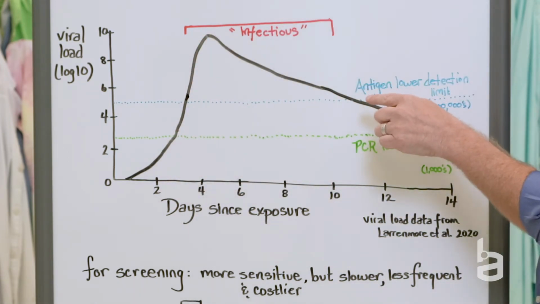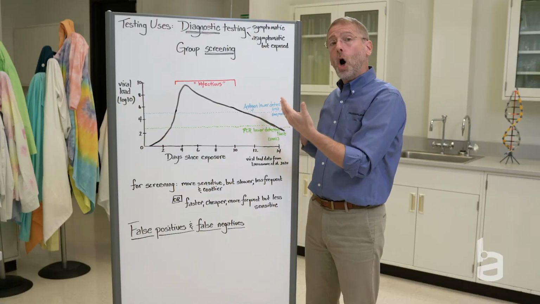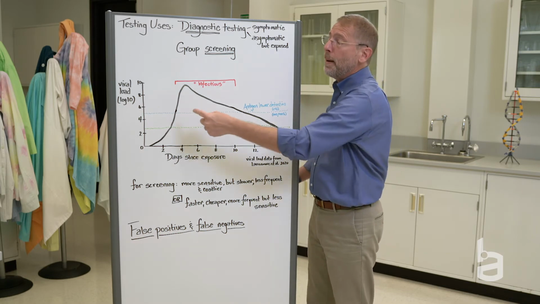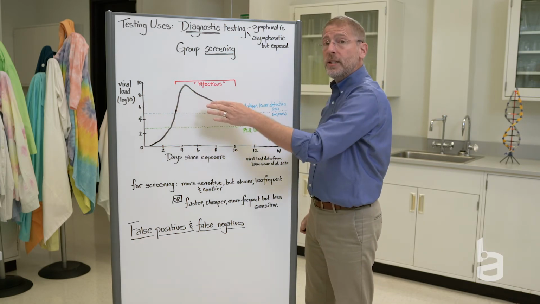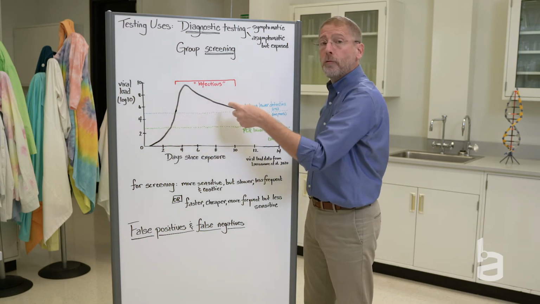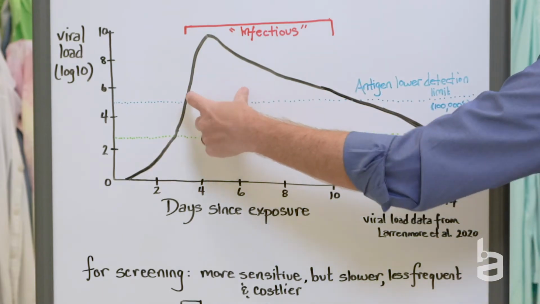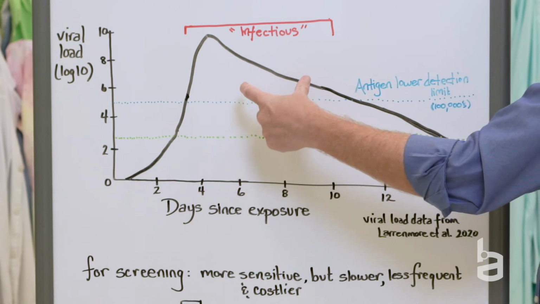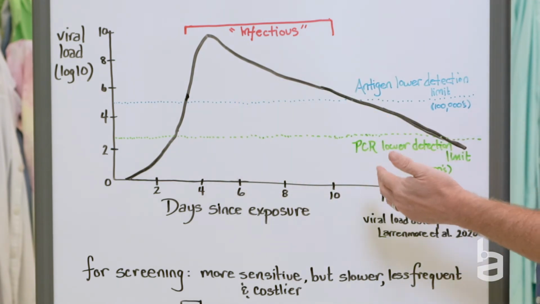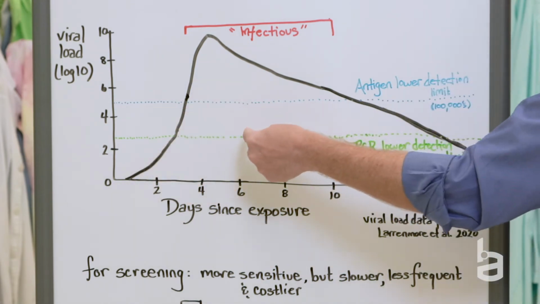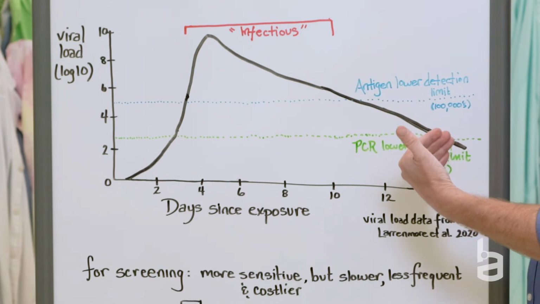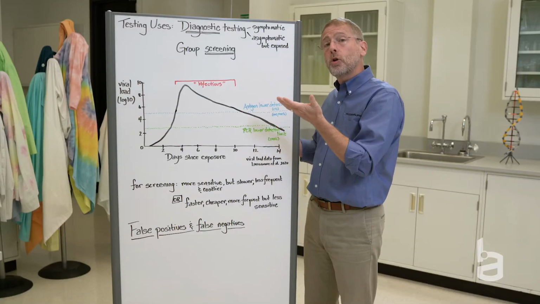So the argument is that with screening, I might be doing these cheap, rapid antigen tests every day or every other day, and I would be detecting the window where someone is infectious, as opposed to a PCR test where I may only be doing this once a week. And I may detect infection, but I might actually also miss that window. So that's really the crux of the argument.